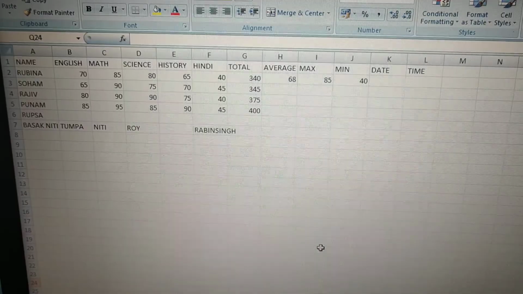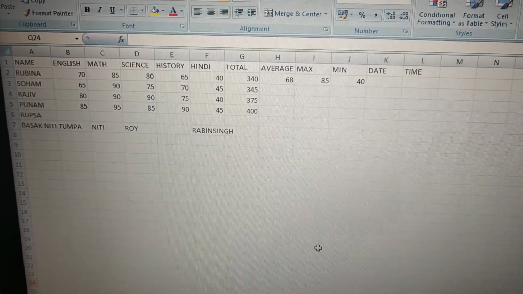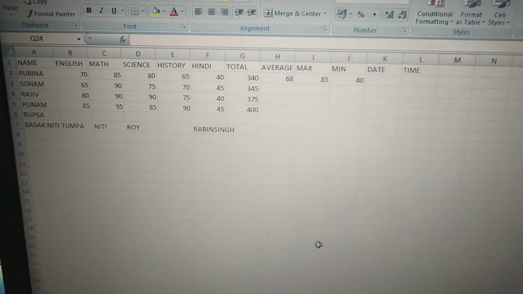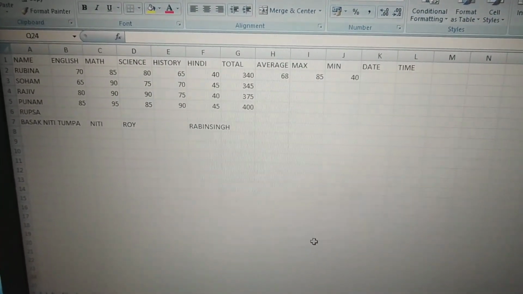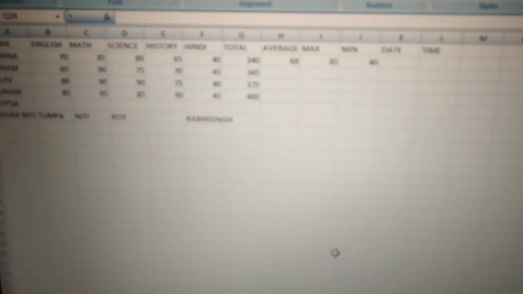Now cell reference can be of two types. One is relative cell reference and another is absolute cell reference. Relative cell reference changes from formula to formula, but absolute cell reference remains constant. Now I will show you the difference between relative cell reference and absolute cell reference.